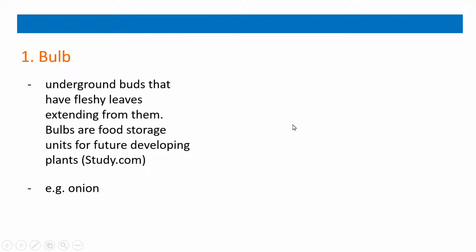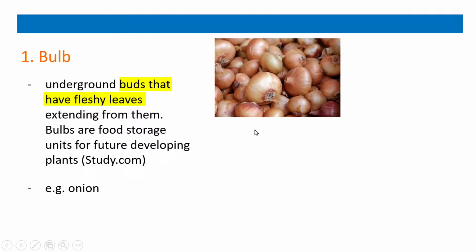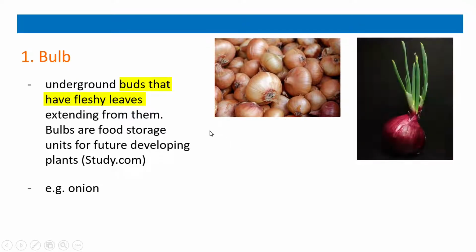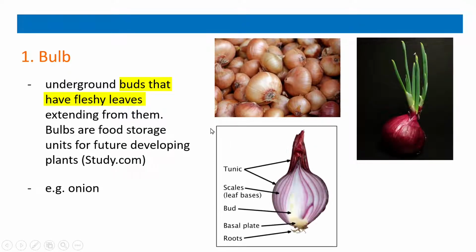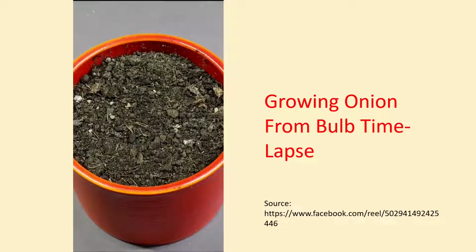Now, let's talk about the meaning of each one of them. Starting first with the word bulb. Do remember that bulbs are underground buds that have fleshy leaves. So that's the most important thing that you have to remember about bulbs. Fleshy leaves extending from them. So bulbs are food storage units for future developing of the plants. And one of the more popular examples of the bulb would be onion, as you are already very familiar with this one. So remember, these have fleshy leaves.